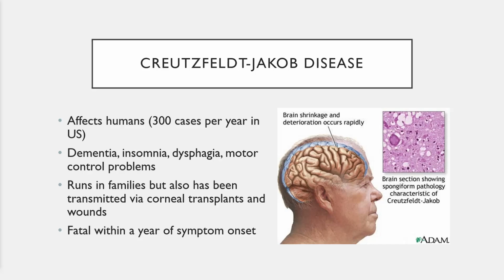It is known that this disease runs in families and that there are genetic risk factors for it, but it has also been transmitted, and it has been documented as being transmitted through corneal transplants from a person who is affected to a person who is not, as well as through contact with the wounds of people who have this disease. So even if you don't have the genetic risk factors for it, you can acquire it from someone who does. It is fatal within a year of symptom onset, so it's a very serious disease, and again, there is no way to treat it. There are no drugs that treat prion infections, although there is research in this area.